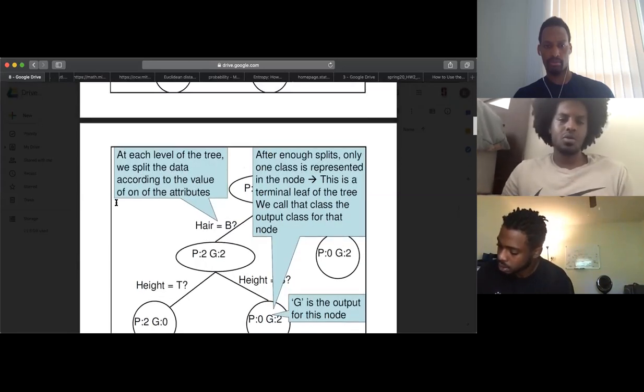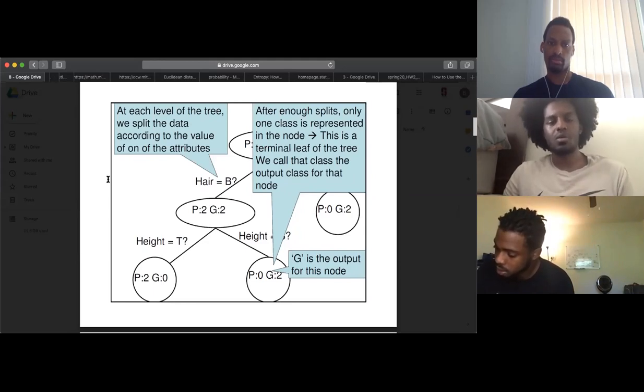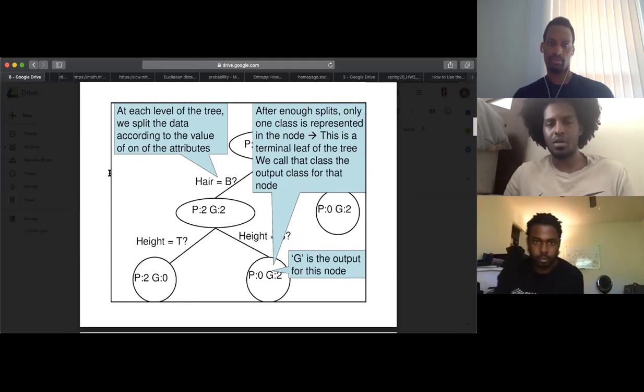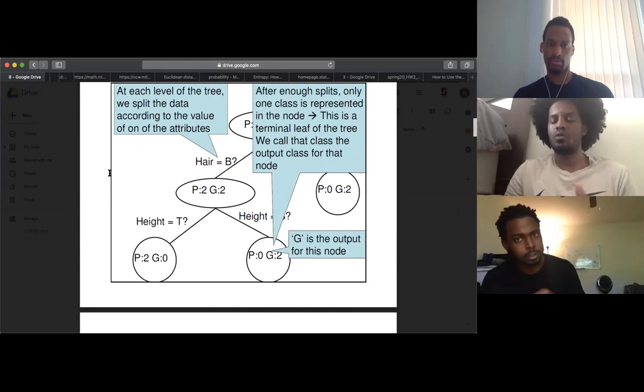You can see here that at each level of the tree, we split the data according to the value of one of the attributes. After enough splits, only one class is represented in the node. This is called a terminal leaf of the tree. We call that class the output class for the node, and that's ultimately what we're trying to go for.